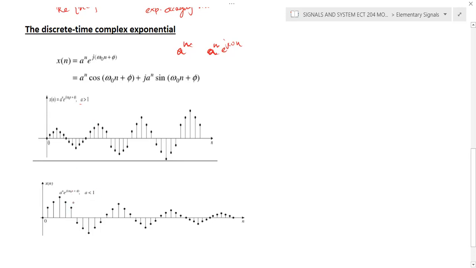And when a is less than 1, you will get a decaying sinusoidal signal. So these are the two behaviors of a discrete time signal. You can also draw many other cases, but we'll limit our explanation to these two signals. Okay.